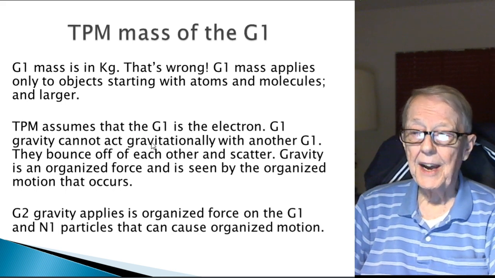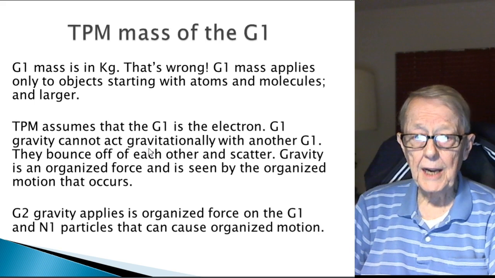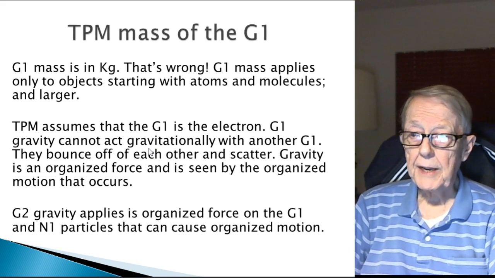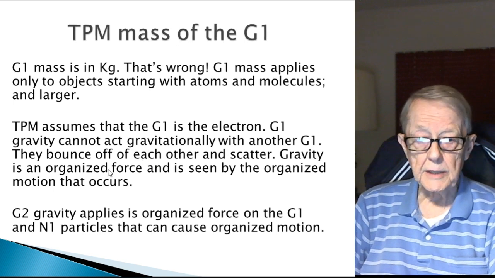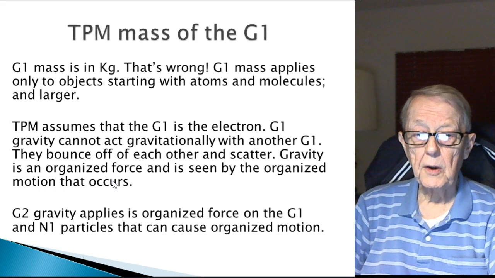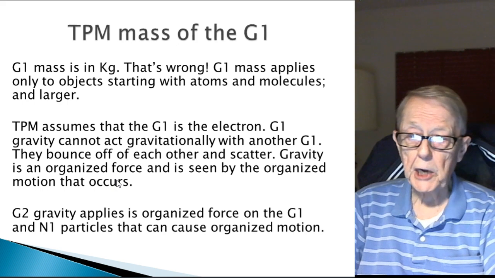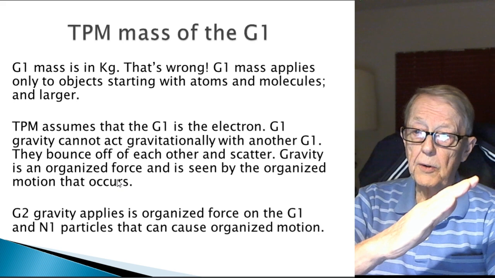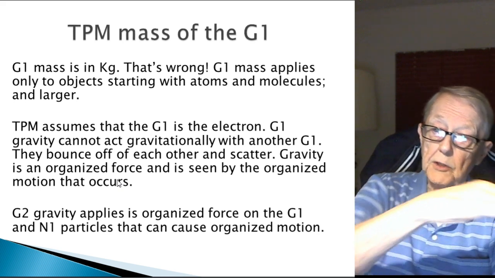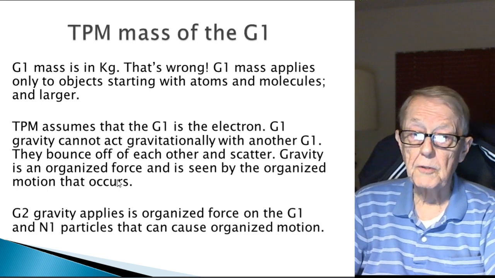G1 gravity cannot act gravitationally with another G1. They bounce off of each other and scatter. That's chaotic motion. Gravitational motion is organized, an organized force, and is seen by the organized motion that occurs. A trajectory being shot on the Earth at 45 degrees and then falling back to the Earth. This is a very well organized force. It's the Newtonian force of gravity.